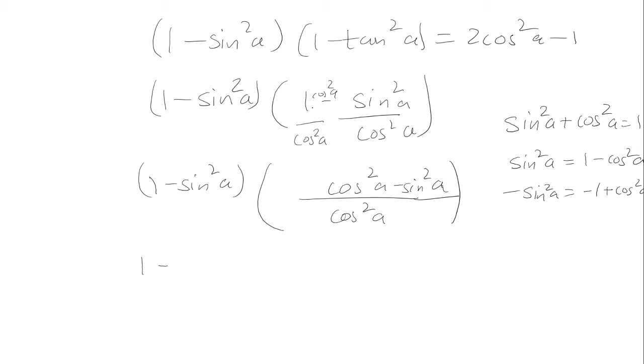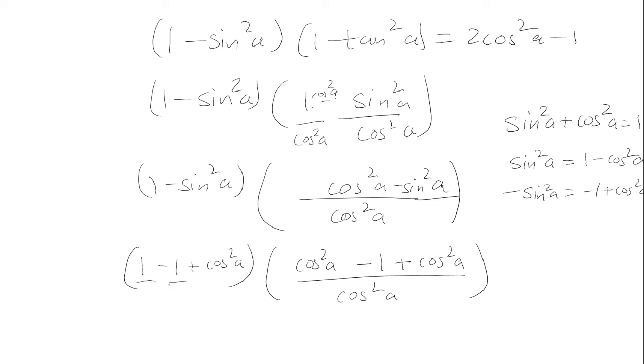Okay, so we have 1 minus 1 plus cosine squared times cosine squared minus sine squared. Well, sorry, negative sine squared we said is negative 1 plus cosine squared. And that's just going to be all over cosine squared.